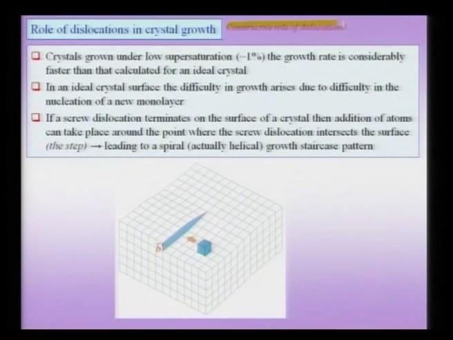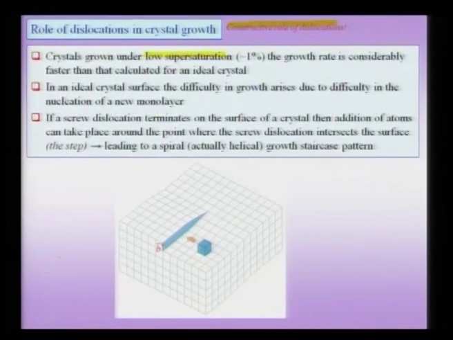Often when you grow a crystal from low supersaturation, it is found that the growth rate is considerably faster than that calculated for an ideal crystal. So, this original calculation was made by Sir Frank, and it was found that there is a disparity between the actual growth rate and the growth rate assuming that you have a flat surface from which the crystal is growing. That means, suppose I had a flat surface like this in a crystal, and now as I calculate theoretically what should be the growth rate of this crystal by atoms coming and sitting on this surface, then this model would lead to a disparity with respect to the actual growth rates found experimentally by a huge amount, the exponential of the order of hundreds.